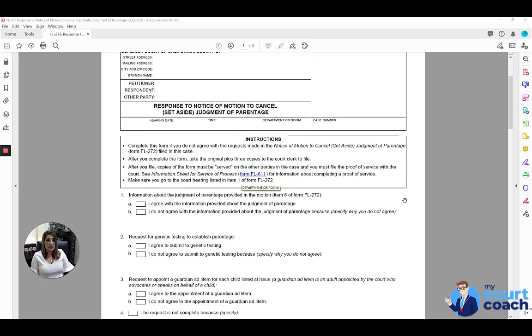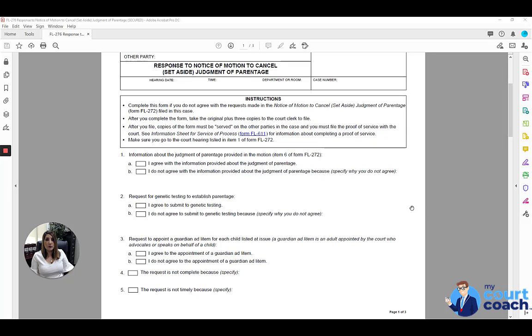Then below that, you need to indicate if you agree with the information regarding the judgment of parentage that was provided in the motion you were served with. That information can be found in item 6. Basically, it just states the date of the judgment of parentage, the date it was entered, the county it was entered in, and any information about the children, including name of child and birth dates of child. So if there's something that you don't agree with that's listed in that form, then you want to correct it and mark box 1B and indicate what specifically you don't agree with.